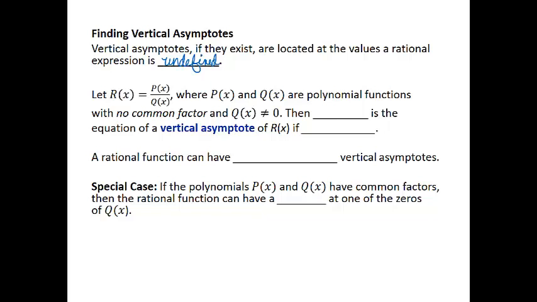If our rational function r of x is equal to p of x divided by q of x, where p of x and q of x are polynomial functions with no common factor, and q of x can't be 0, then x equals h is the equation of a vertical asymptote of r of x if q of h is equal to 0. In other words, the value of h is a 0 of the denominator of the rational function.